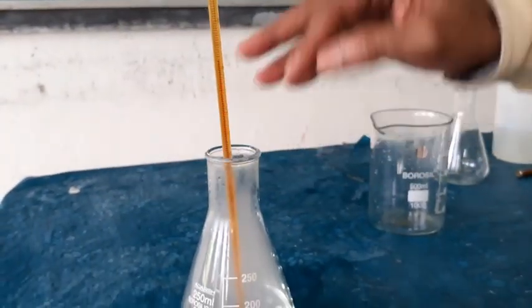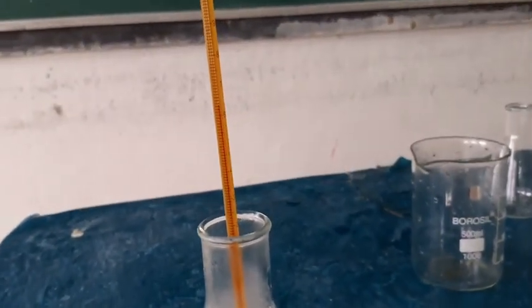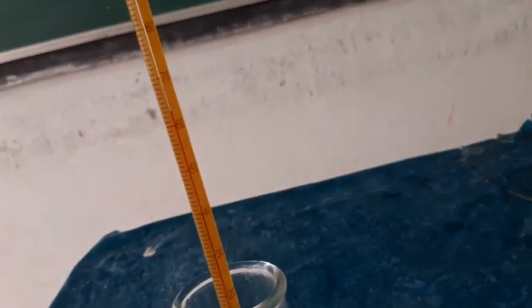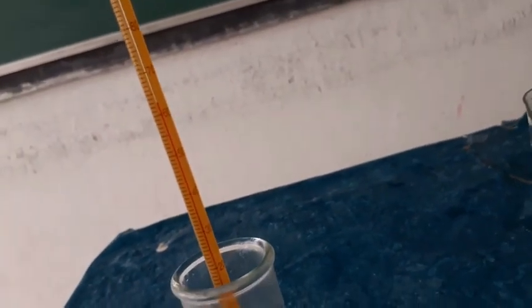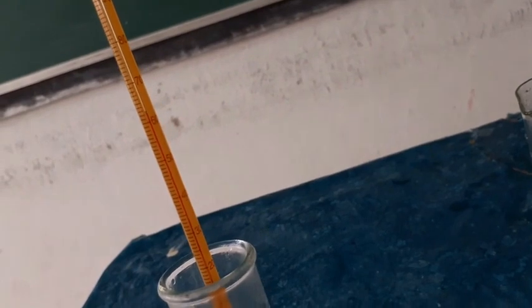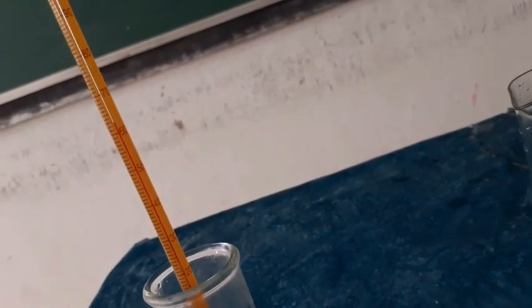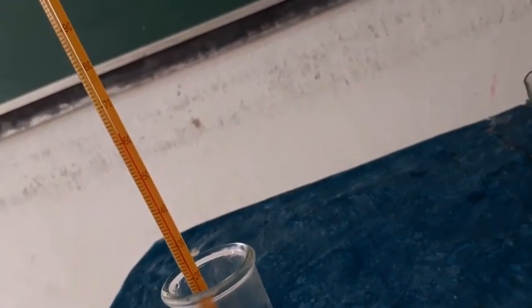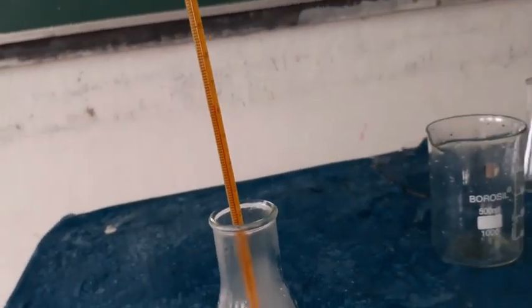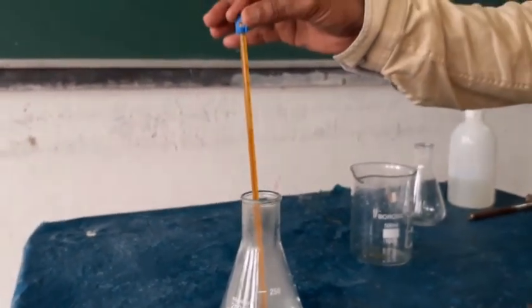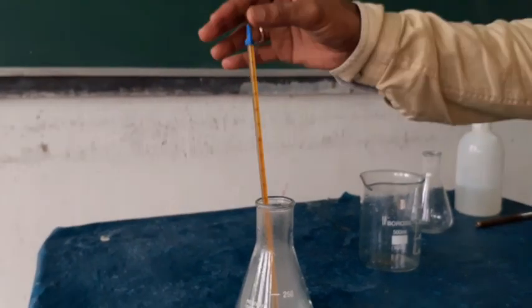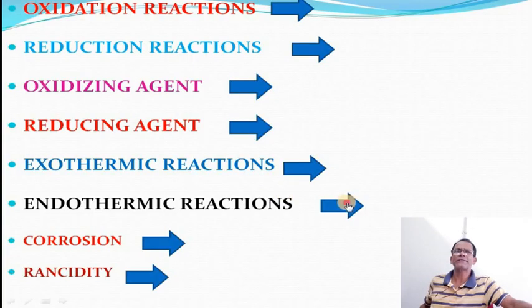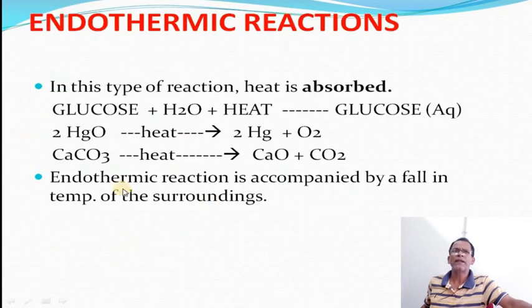The temperature of the solution is now showing 65. That means it was earlier 33 and has now changed to 65, so the temperature has increased. When the temperature increases during the reaction, that means heat is produced. That's why it is an example of an exothermic reaction.